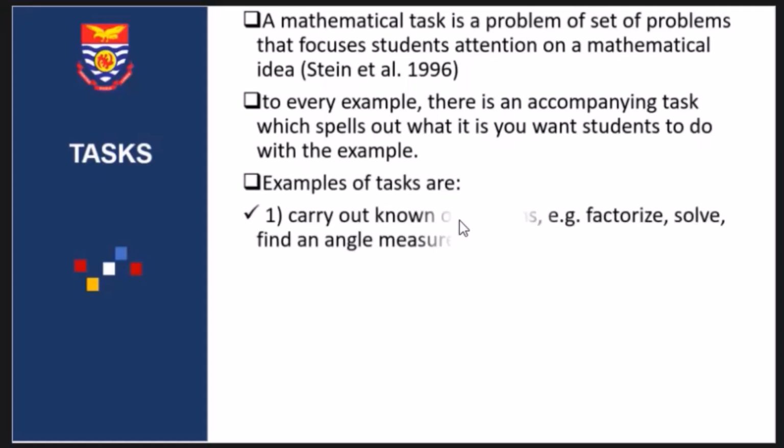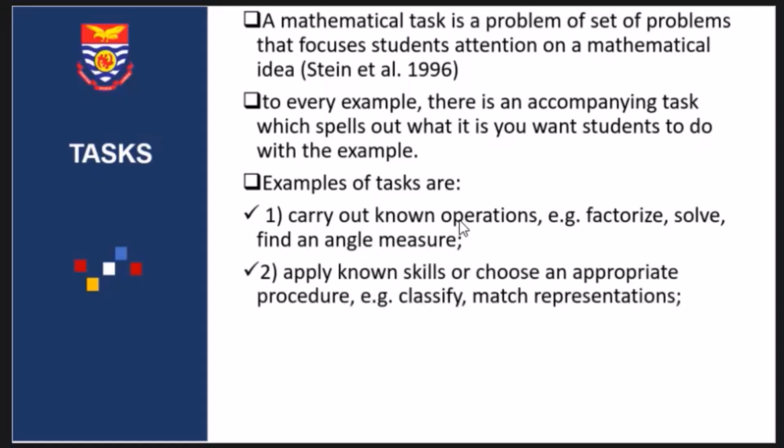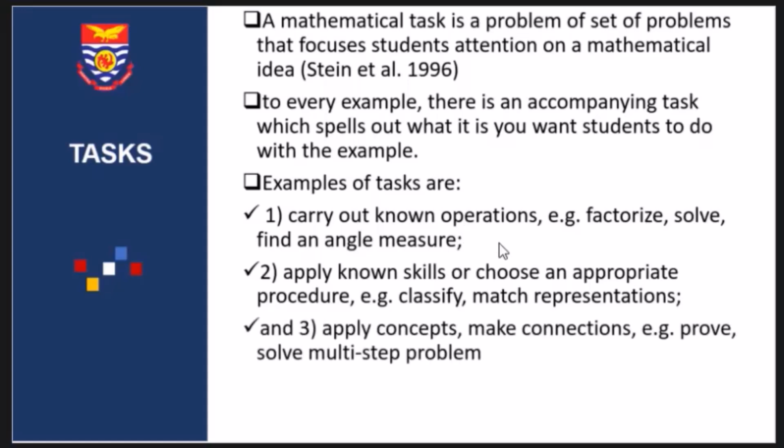So we can give examples of tasks as carry out known operations, for example factorize, solve, find an angle of measure, or apply known skills, or choose an appropriate procedure. Example, classify them, match representations. So after getting the concept, you apply the known skills that they have learned. And then the third one, apply concepts or make connections. Example, you prove. So proving is about applying concepts and making connections. So you prove a multi-step problem. All these things constitute application of concepts or making connection between concepts.